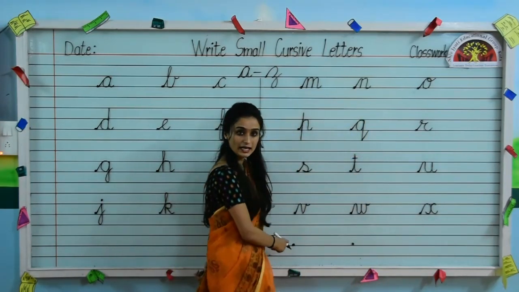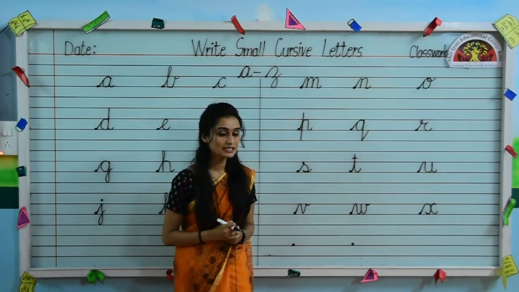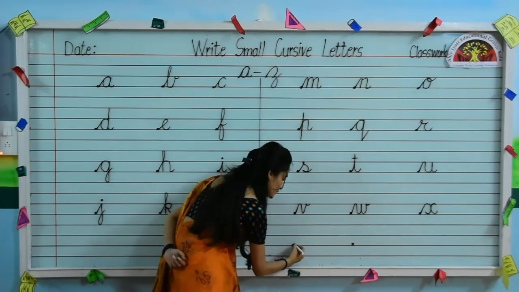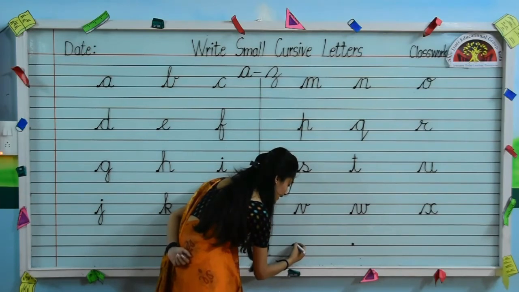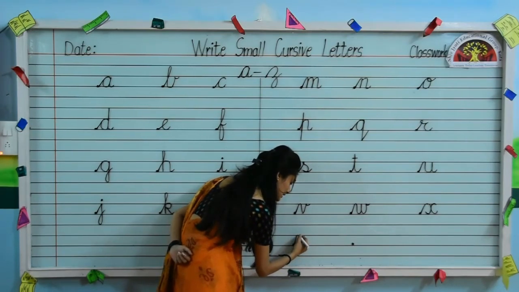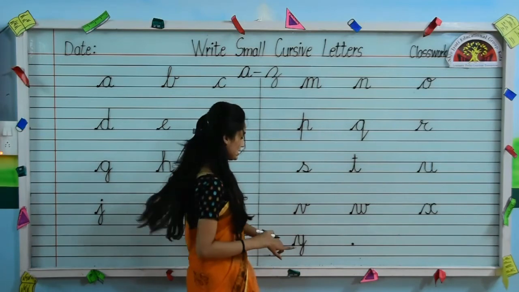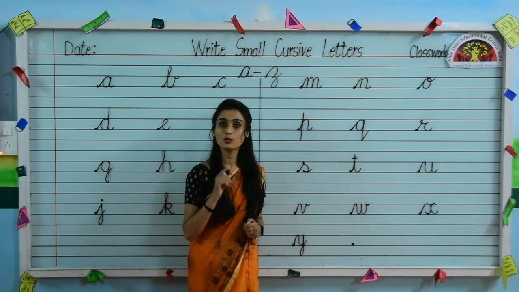Now come on the last line. Tell me which is the next letter? Yes, the next one is Y. Put your pencil on this dot and slanting line till the second line. Come down, touch the third line. Make a curve, go up till the second line. Come down, touch the fourth line and loop and out. This way you have to write your letter Y.